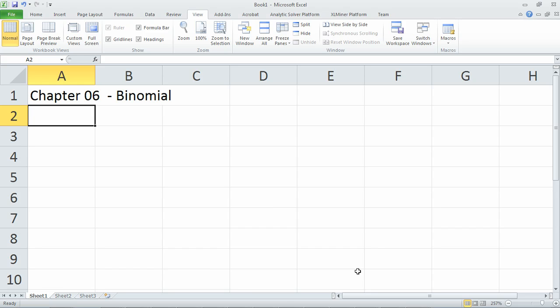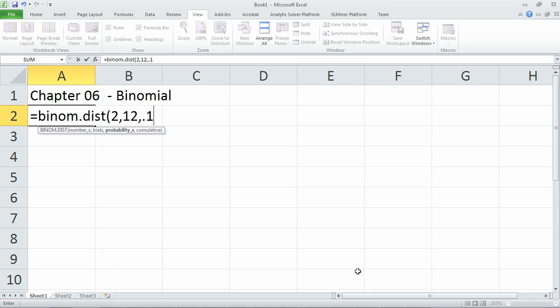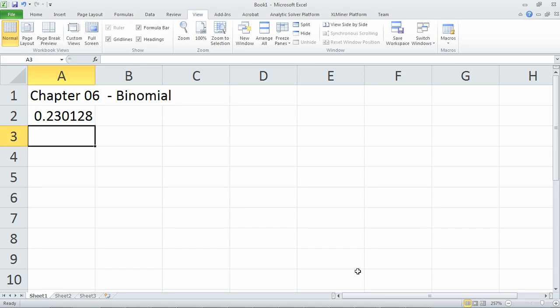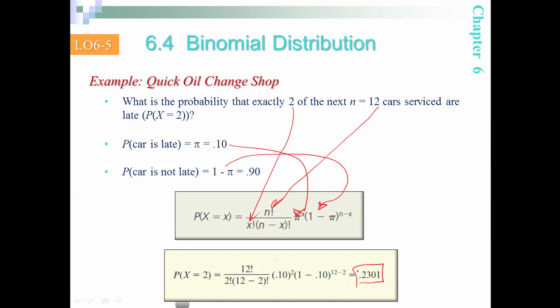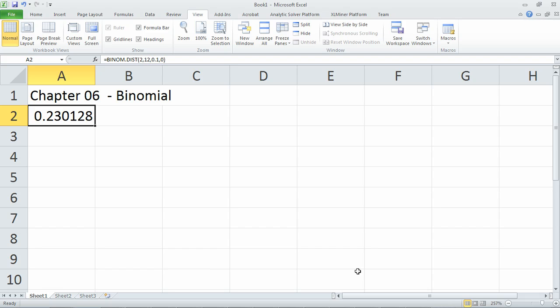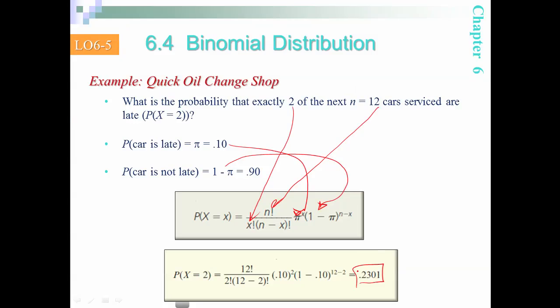If we come over here to Excel, we can find that same number by putting in binom.dist. Number_s is the number of successes, so we're going to say it's 2. Number of trials is 12. Probability of success is 0.1. And we want not cumulative, so this is the PDF we're looking for, so we're going to put a 0 in there. And we get the same number, 0.23128. That's 0.230128, I should say. Same thing as what we had over here.